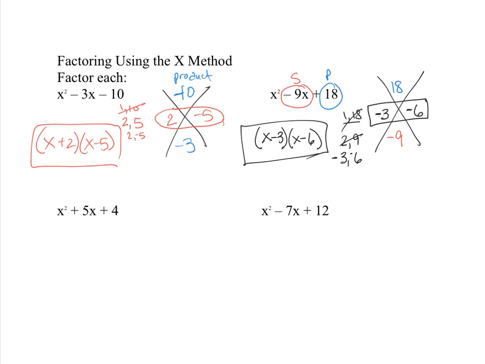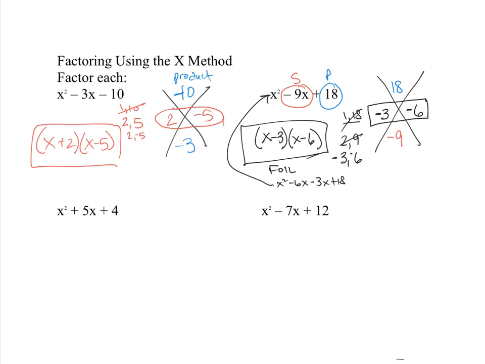And you can always check each one of these. How do we check? We FOIL them out. If I were to use the FOIL method, first times first, x squared; outers, that would be -6x; inners would be -3x; and then last, plus 18, I get this answer. So remember, factoring is the opposite of what we do when we multiply out with FOIL.